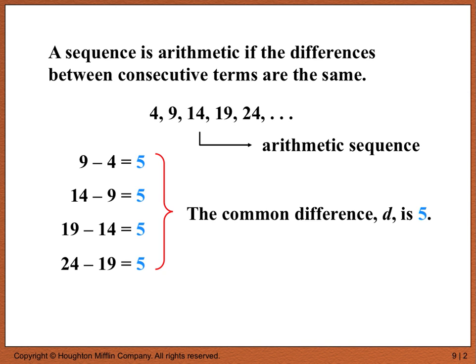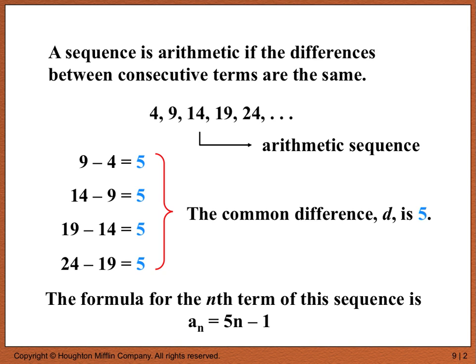So here 4 jumps to 9, so that's a difference of 5. 9 to 14 is a difference of 5. 14 to 19, 5, 19, 24, 5, etc. So sequences that follow that pattern are called arithmetic.